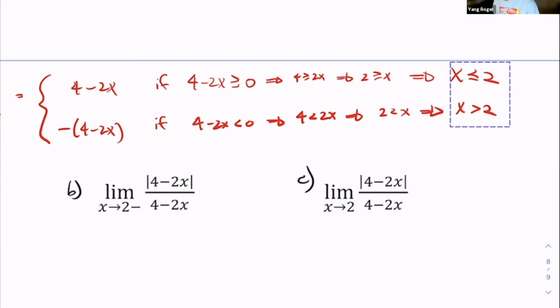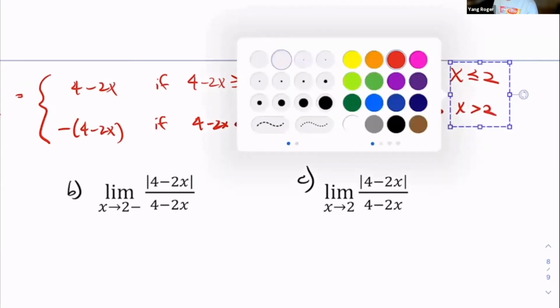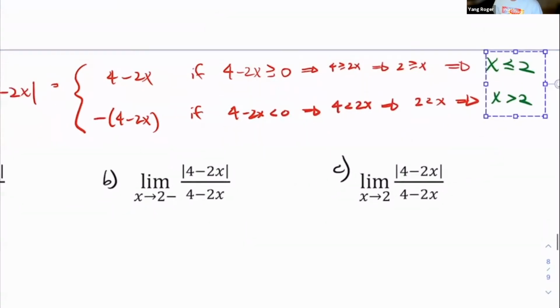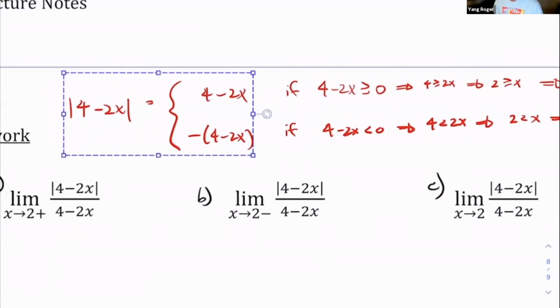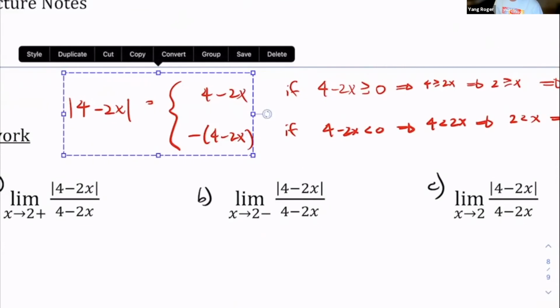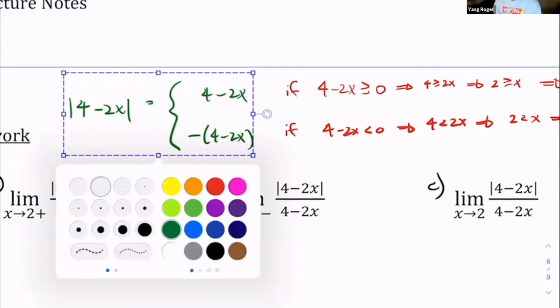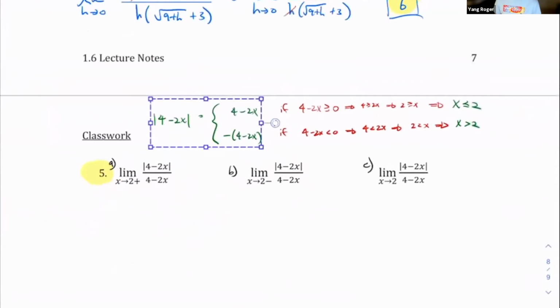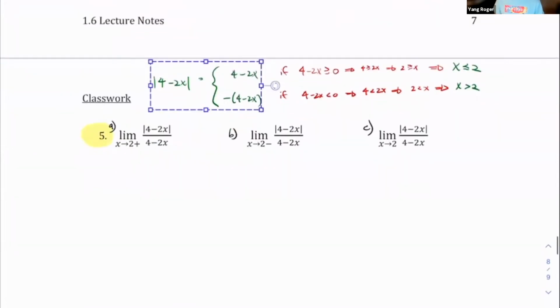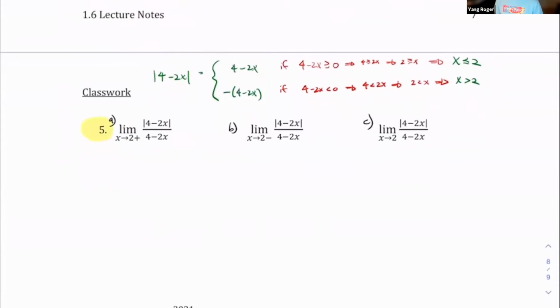So I'm going to highlight this part and change it to green. And I'm going to highlight this part and change that to green. The whole part in green is how I define my piecewise defined function. If you could get that part right, then A, B, and C hopefully don't seem too bad.